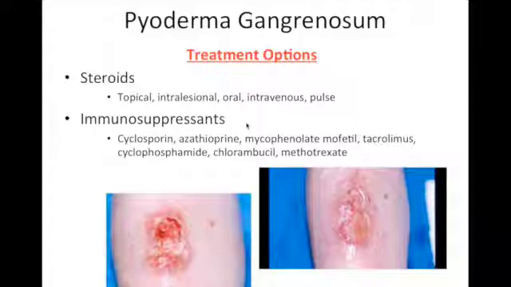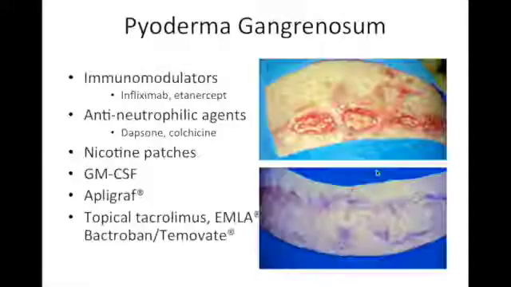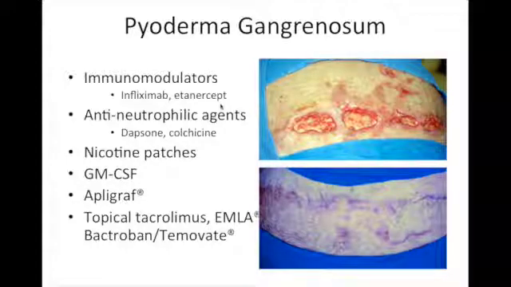In cases that are a little bit more recalcitrant to therapy, you should consider cyclosporin and any of the other steroid-sparing agents. This again goes into a whole other subset of therapeutic options for patients that you'd like to get off steroids if you can control them. Immunomodulators like infliximab and etanercept have been used, and dapsone, colchicine, etc.